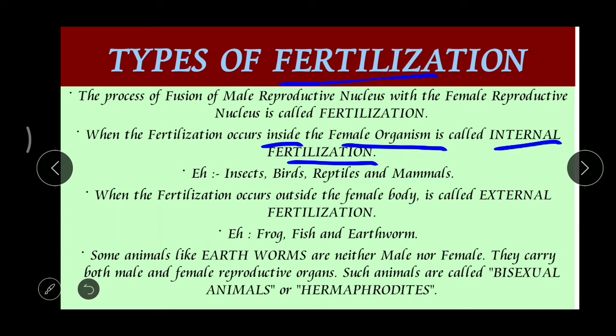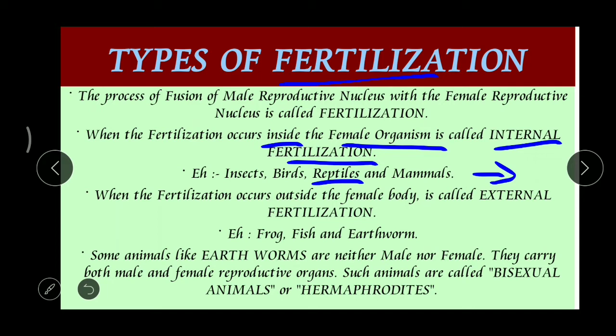In which animals can we find this kind of fertilization? Here are the examples. Insects, different types of insects, like honeybees, mosquitoes, houseflies, dragonflies, whatever insects we can find. Then birds, all types of birds. Then reptiles, like snakes and lizards. And then mammals. What are mammals? Mammals are the animals which feed their young ones with their milk.